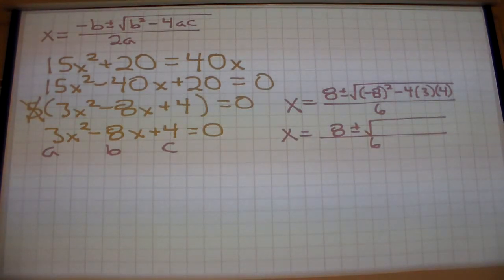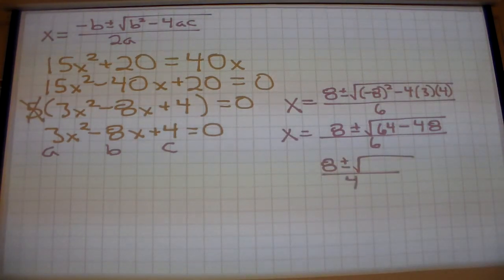Okay, so I got a 64 minus what? Minus 48. All right, we're good so far. What does 16 minus 48 become? 64 minus 48. Yeah, what's 16? Good thing or bad thing? It's a good thing, right? Becomes 8 plus or minus 4 over 6.